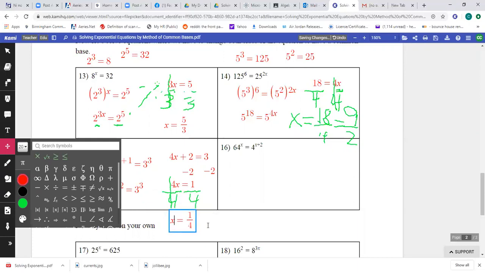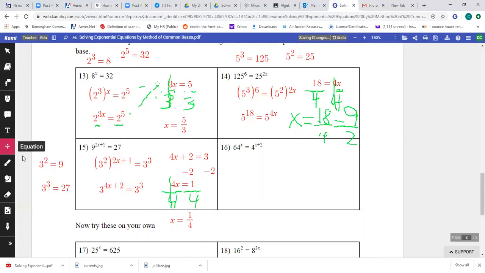Mister, do you need to put the 3 with it or no? What 3? This 3? From the base. From the base. So here, once the bases are the same, you basically do this. Once the bases are the same, just take out the bases and make the exponents equal to each other. Okay? Mhm.